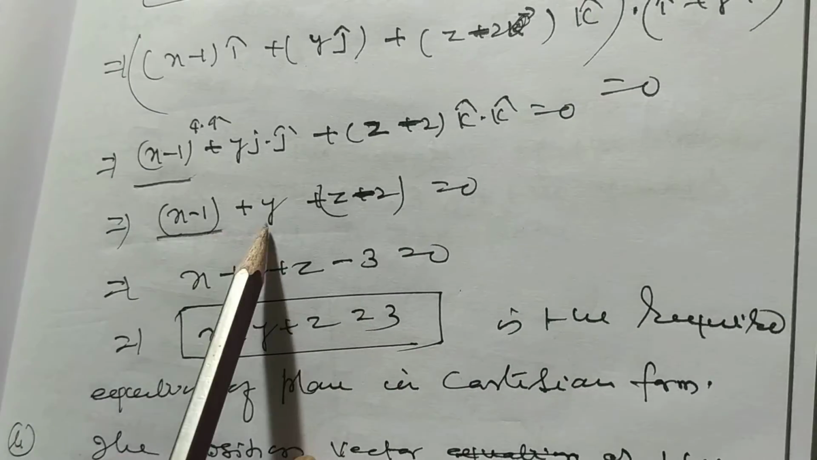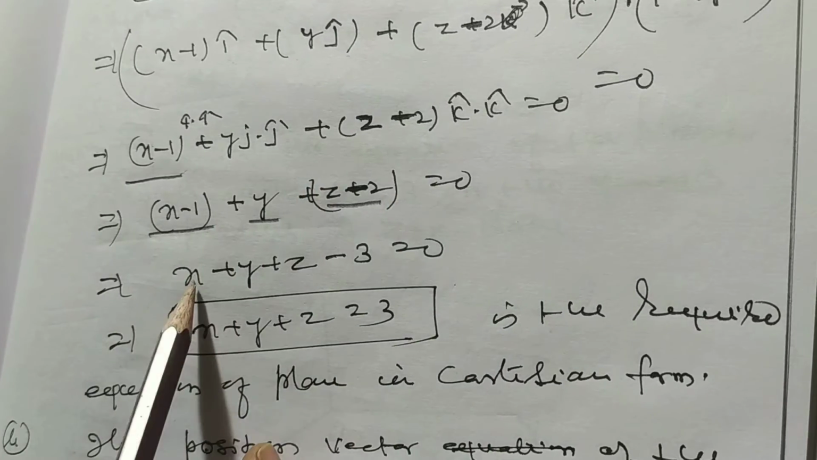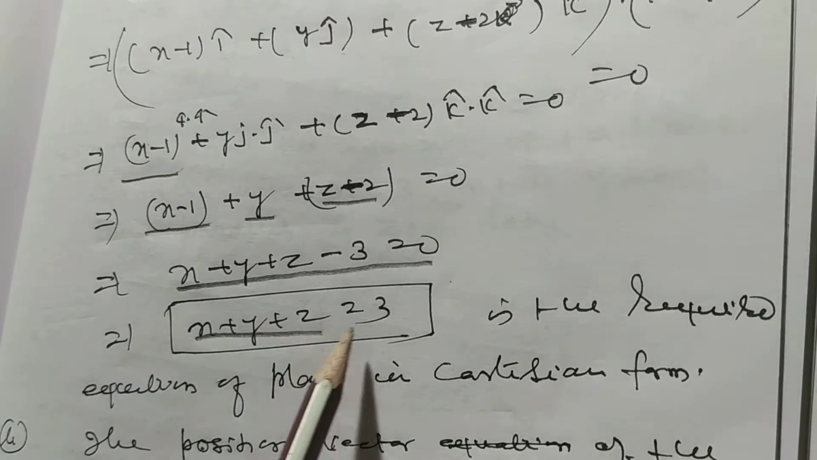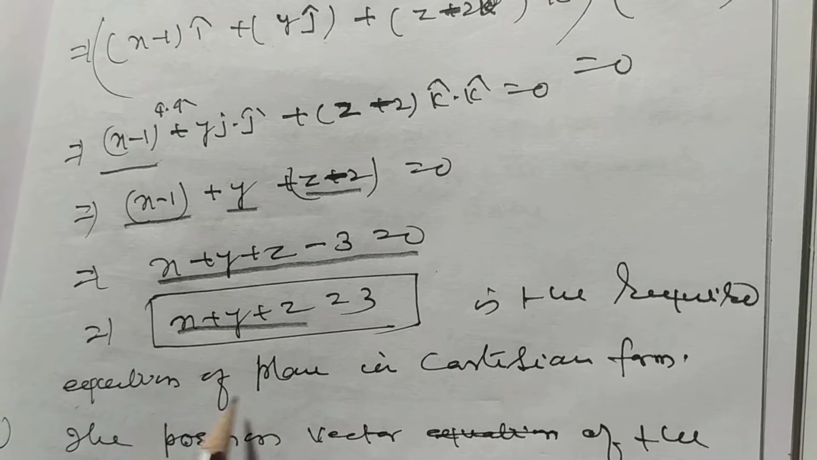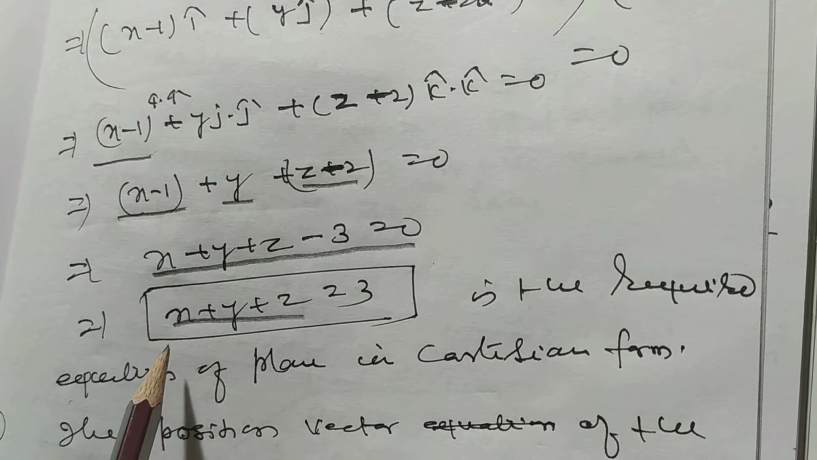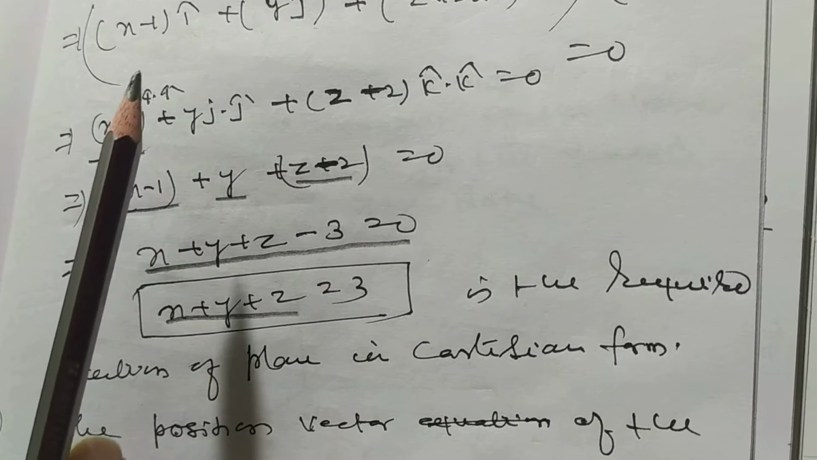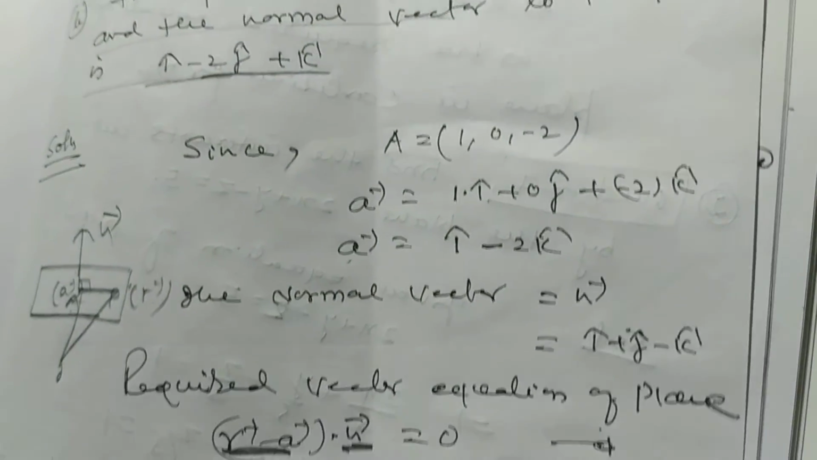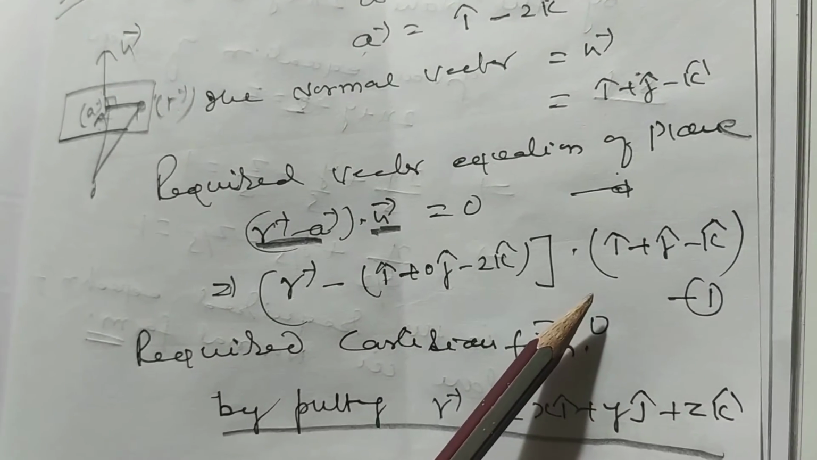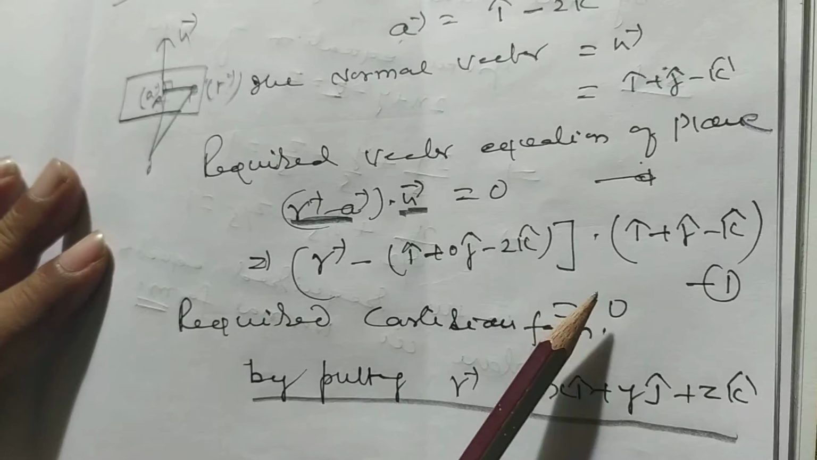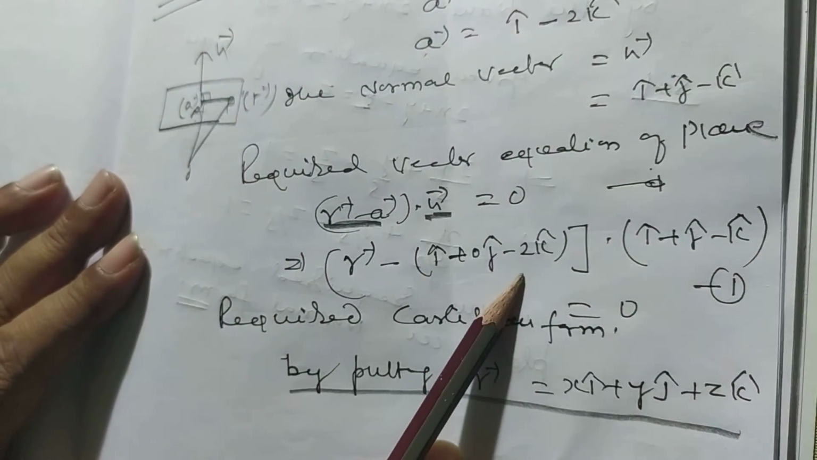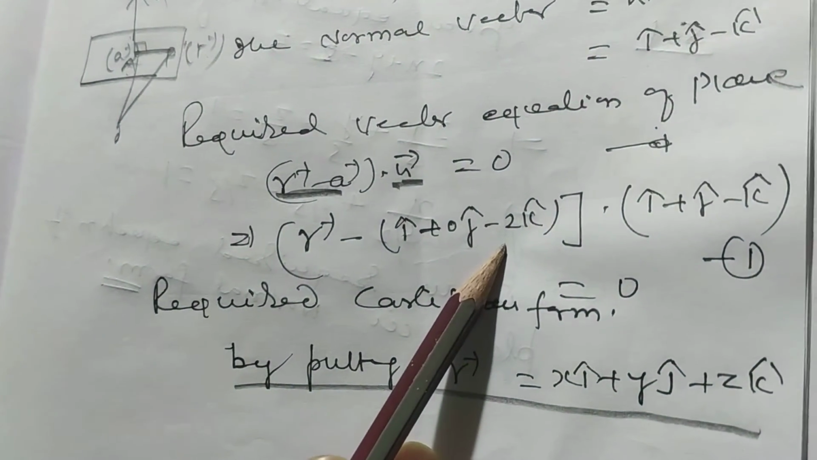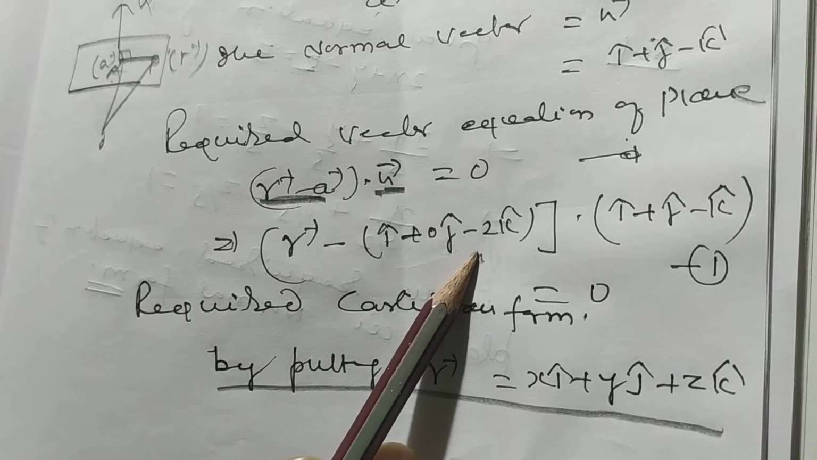It will be (x - 1) + y + (z - 2) = 0, and it will be x + y + z - 3 = 0, so x + y + z = 3 is the required equation of plane in Cartesian form. So by putting the value of vector r as xi + yj + zk in equation 1, we will get the Cartesian equation of the plane. This is the equation of plane in vector form. In this way, we can determine the equation of plane in Cartesian form and vector form.